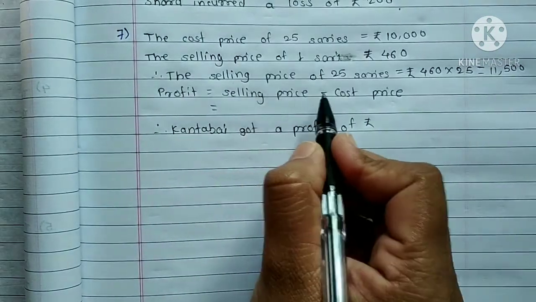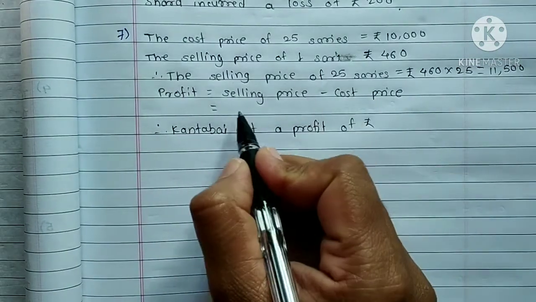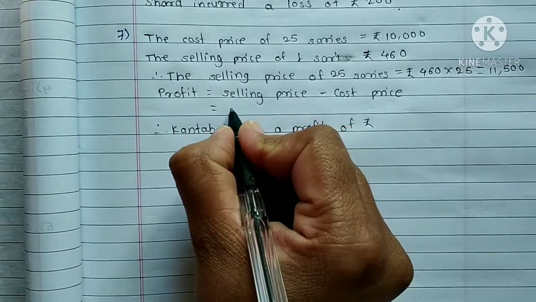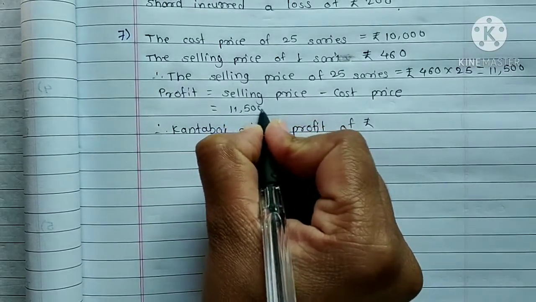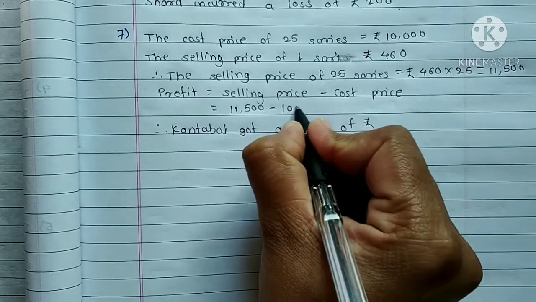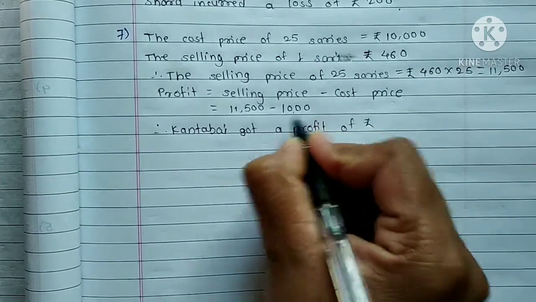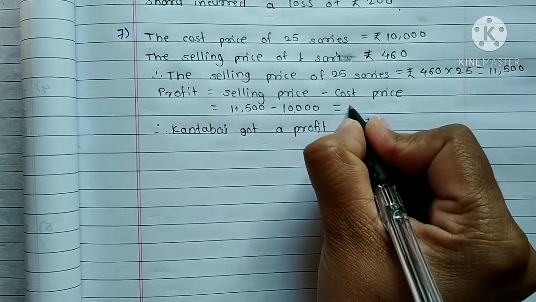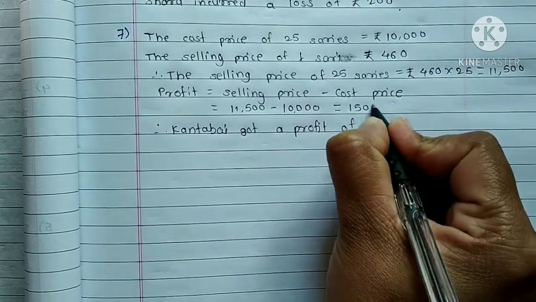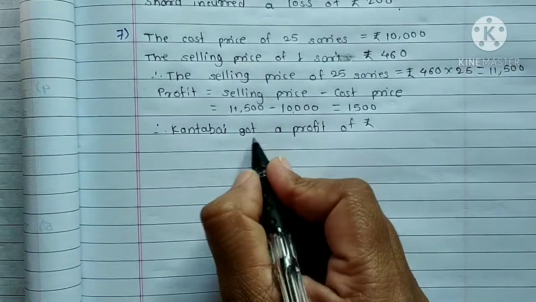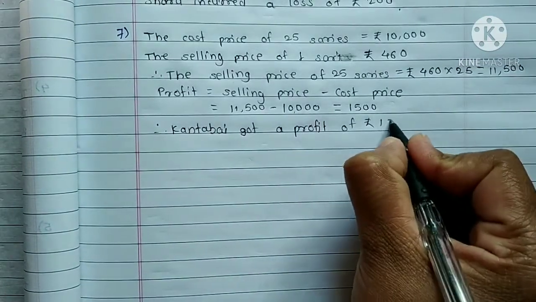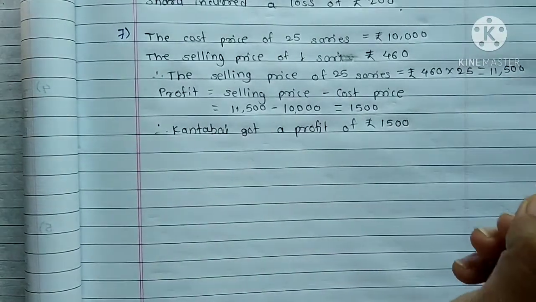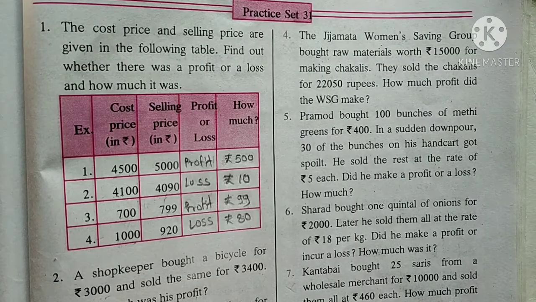Now we have to find profit. Profit equal to selling price minus cost price. Now substitute values. Selling price is 11,500 minus cost price is 10,000. After subtraction, you get 1,500. That means Kantabai got a profit of rupees 1,500.